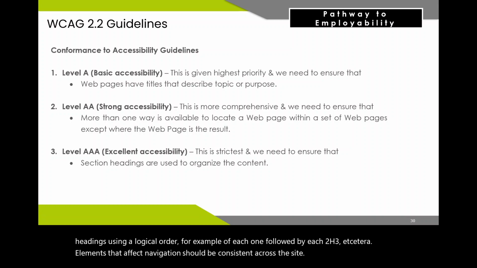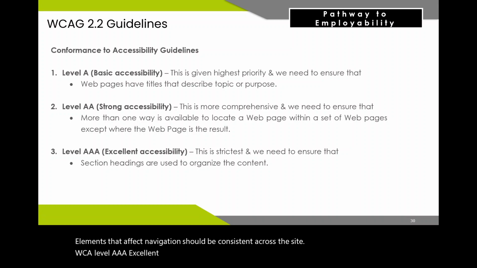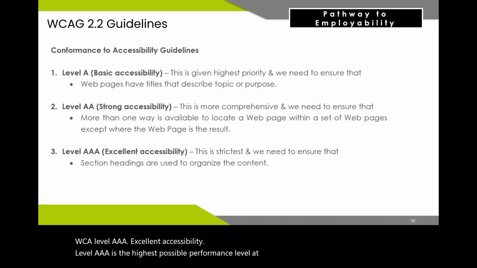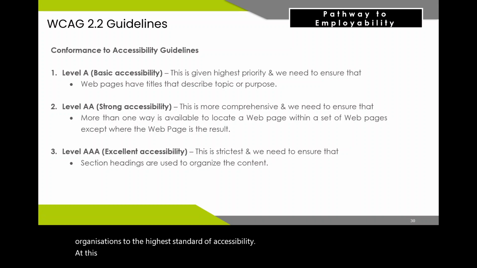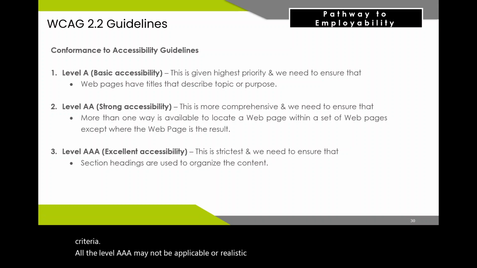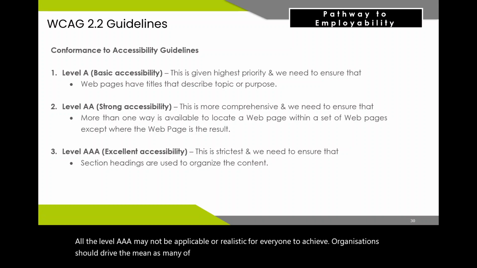WCAG Level AAA: Excellent Accessibility. Level AAA is the highest possible conformance level in WCAG, and as a result holds organizations to the highest standard of accessibility. At this level, the web page and content satisfy all Level A, Level AA, and Level AAA success criteria. Although Level AAA may not be applicable or realistic for everyone to achieve, organizations should strive to meet as many of its criteria as possible.